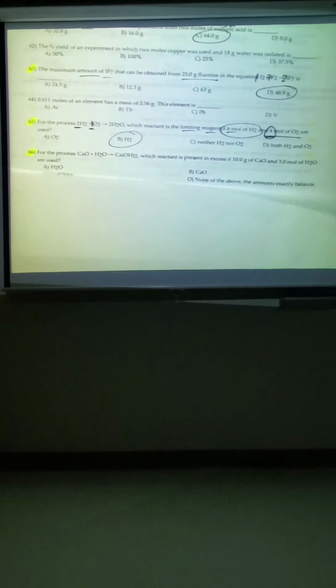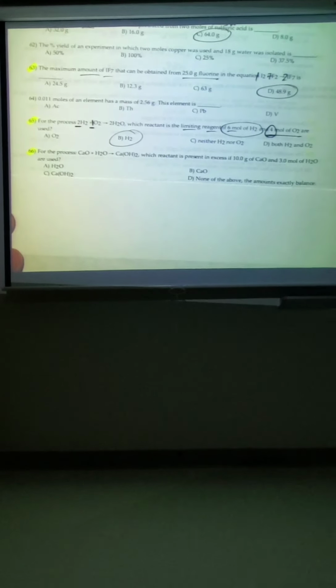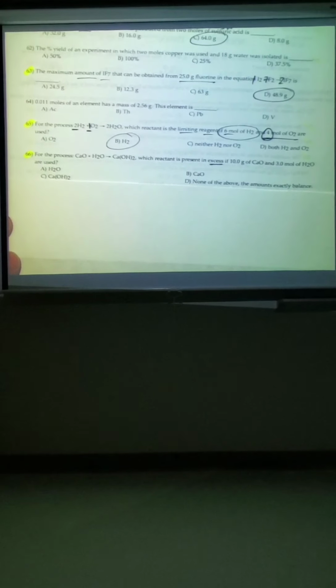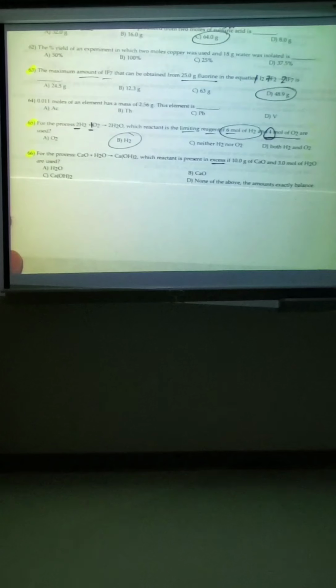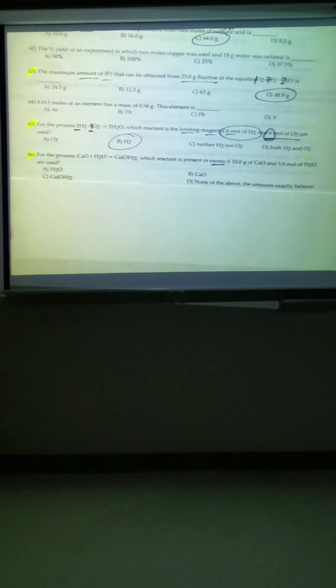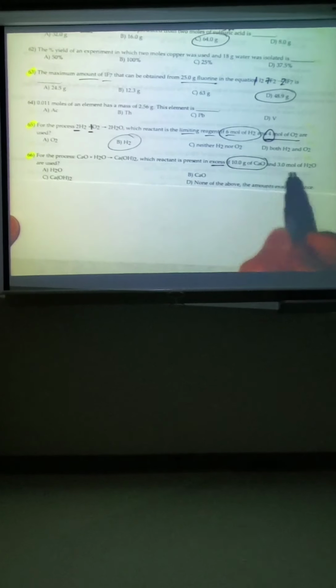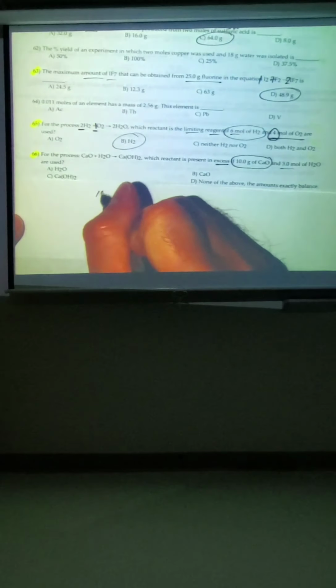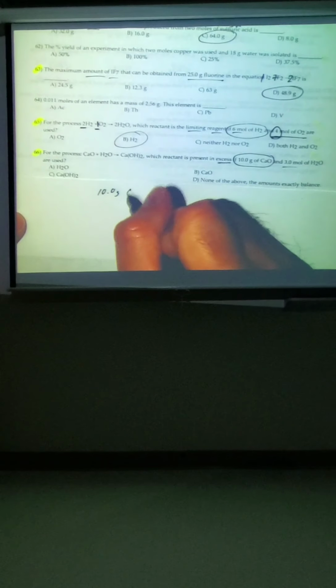Very similar but different kind of problem coming up next. They want who is excess, so who's left over. So it's like if you have cheese and bread, when you make grilled cheese, one runs out before the other. This is the exact kind of problem. So again, I'm going to pick the first one and then solve for the second one, see if I have enough. So 10 grams of calcium oxide.